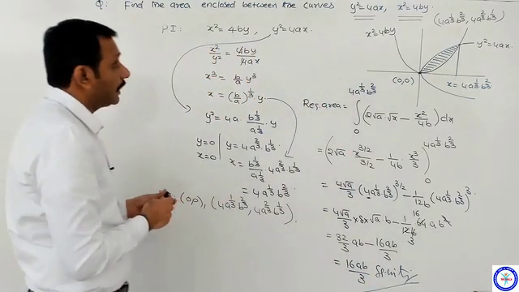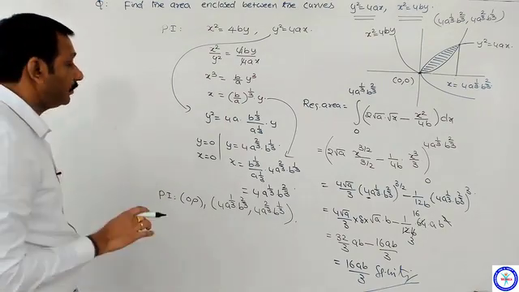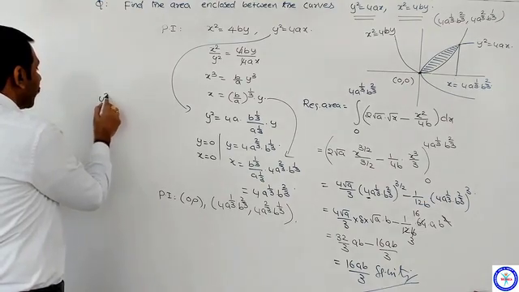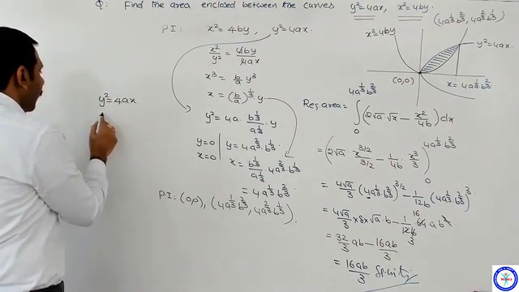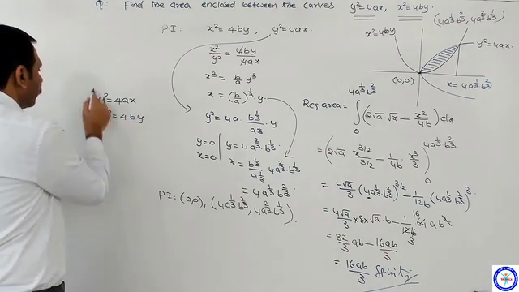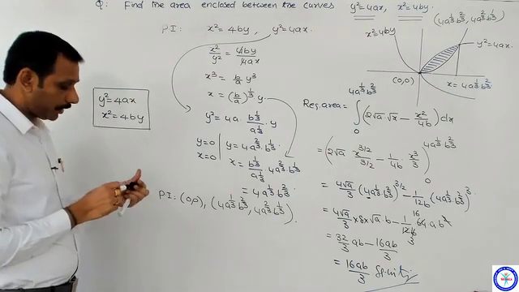Everyone, please observe this. You can remember it as a standard form. That is, whenever two standard parabolas, y square equal to 4ax and x square equal to 4by, are given and I need the area between these two parabolas.